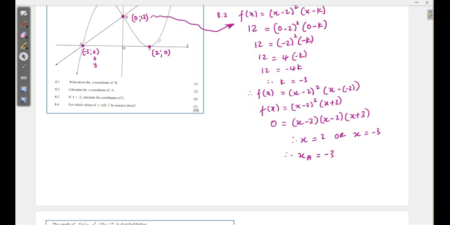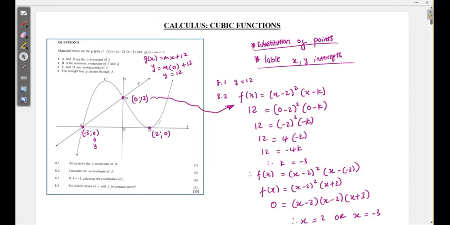Another thing I want you to realize is that this part, x minus 2 all squared, will give the very same point, which is a turning point and also an x-intercept. So you already know that the turning point or the x-intercept will be (2, 0). That part will always give you a point that is both a turning point and an x-intercept.